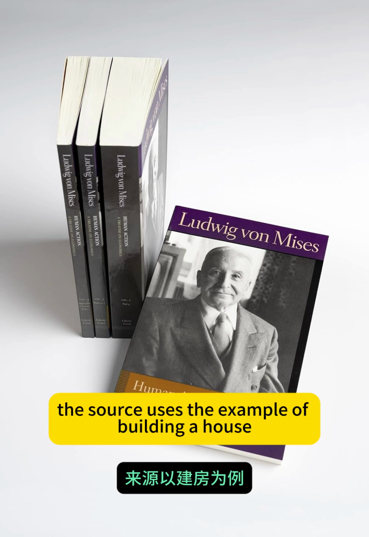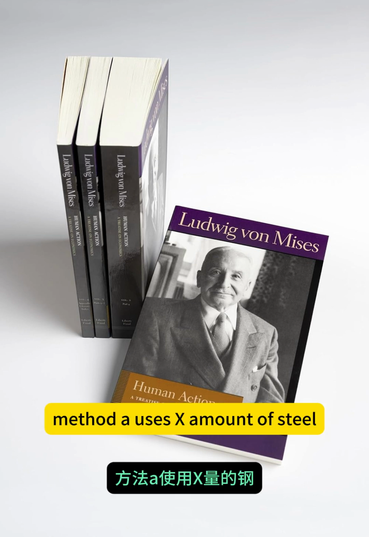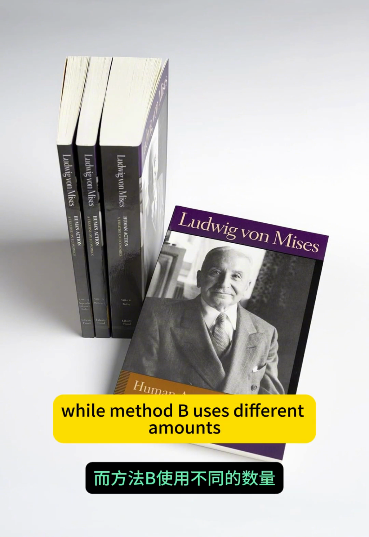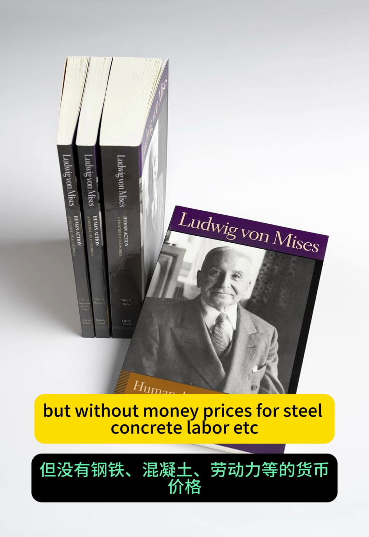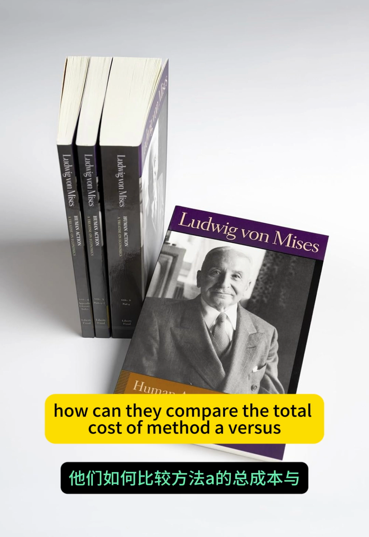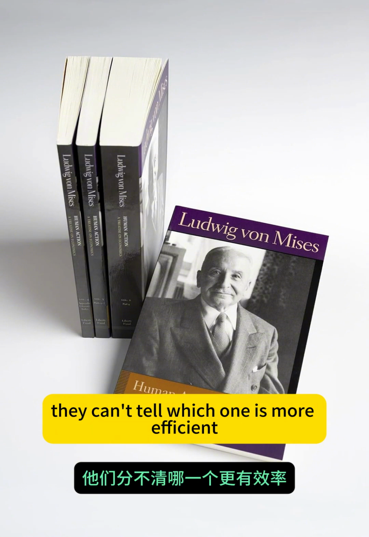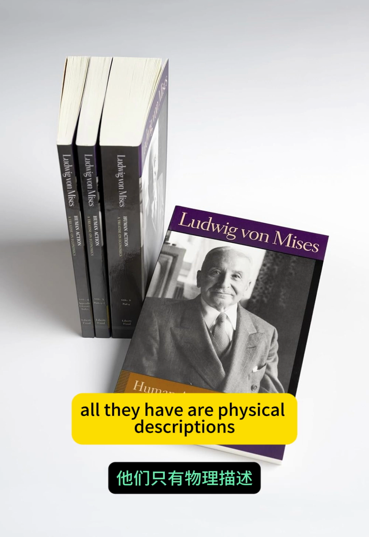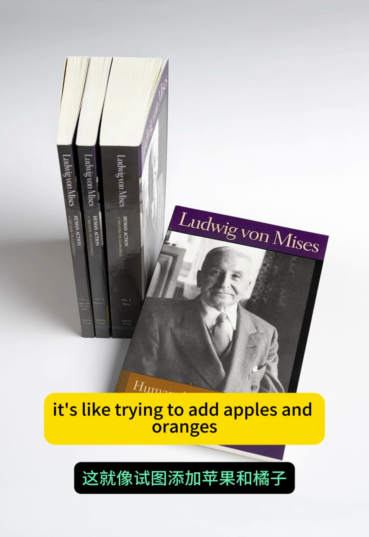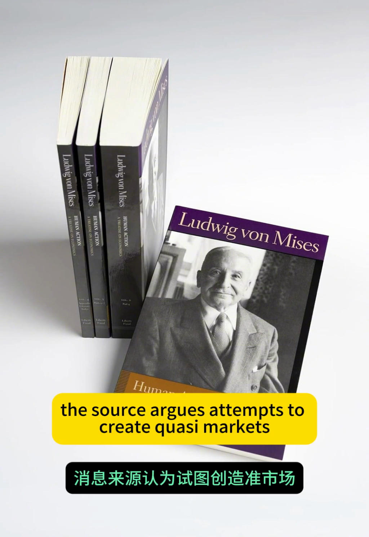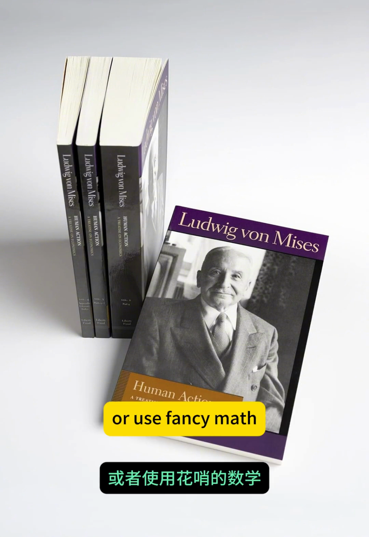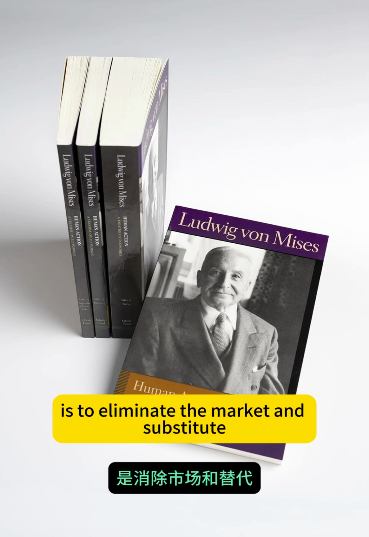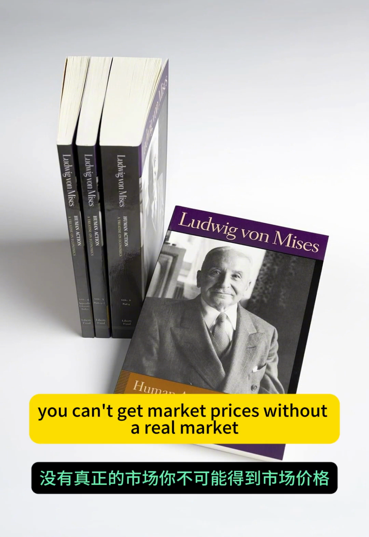The source uses the example of building a house. The planner might know method A uses X amount of steel and Y amount of concrete and Z hours of labor, while method B uses different amounts. But without money prices for steel, concrete, labor, etc., how can they compare the total cost of method A versus method B? They can't tell which one is more efficient, uses resources more wisely. Precisely. They can't make a rational numerical comparison. All they have are physical descriptions. It's like trying to add apples and oranges and working hours. The source argues attempts to create quasi-markets or use fancy math don't solve this fundamental problem, because the whole point of socialism, in this view, is to eliminate the market and substitute the planner's will. You can't get market prices without a real market.